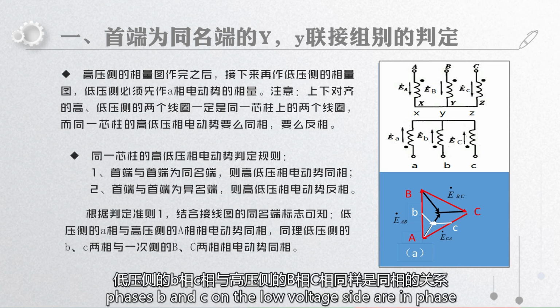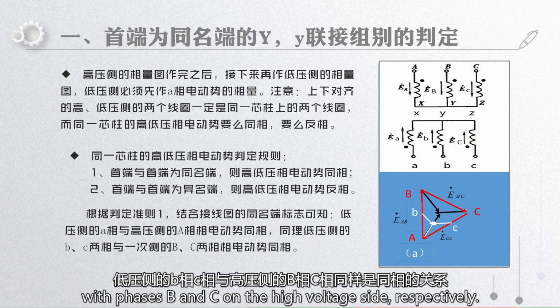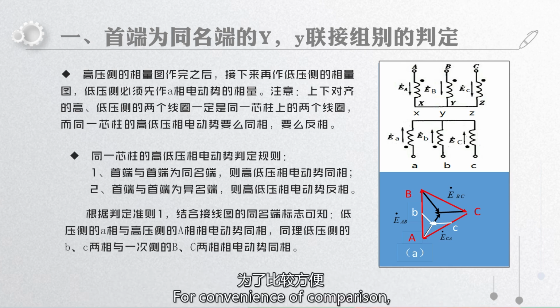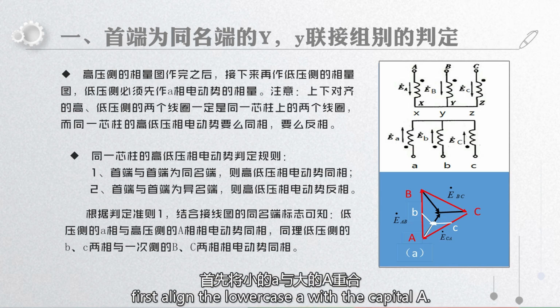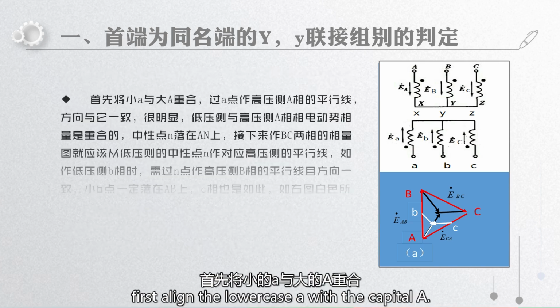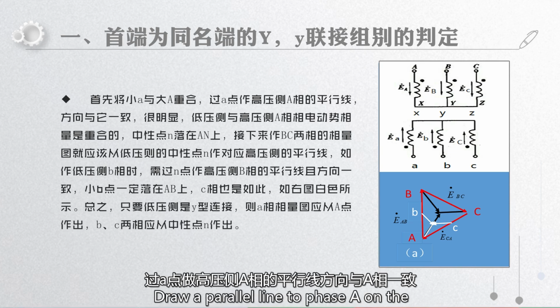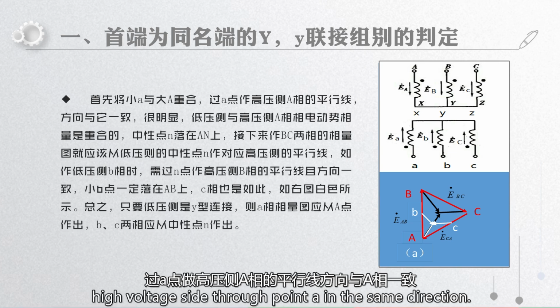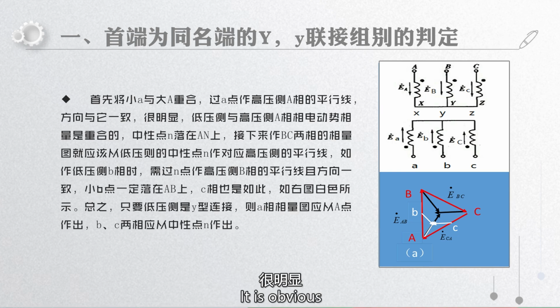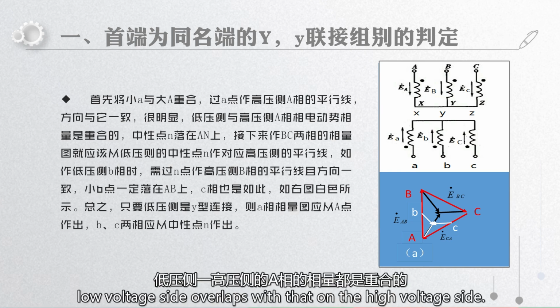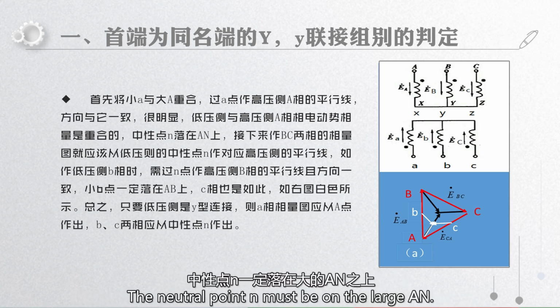Similarly, phases B and C on the low voltage side are in phase with phases B and C on the high voltage side, respectively. For convenience of comparison, first align the lowercase a with the capital A. Draw a parallel line to phase A on the high voltage side through point a in the same direction. It is obvious that the phasor of phase A on the low voltage side overlaps with that on the high voltage side. The neutral point n must be on the line AN.